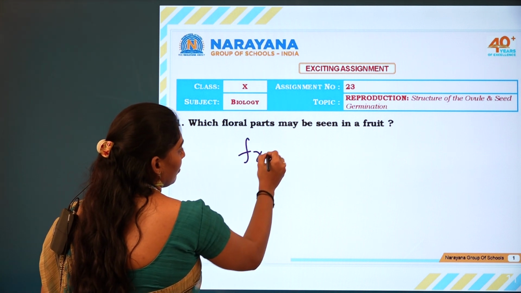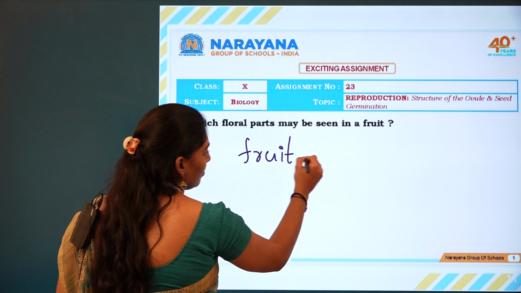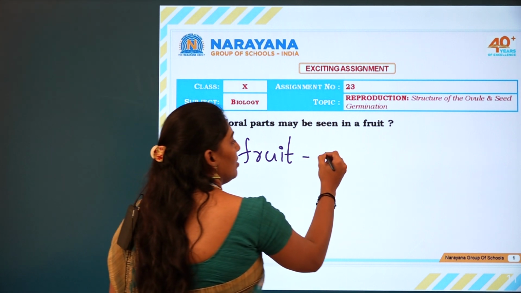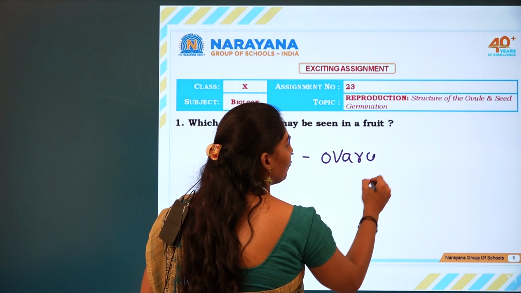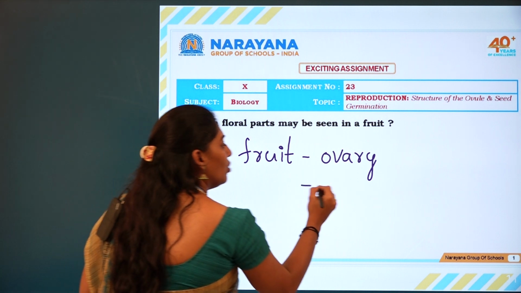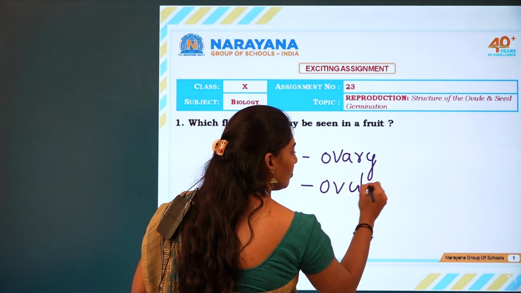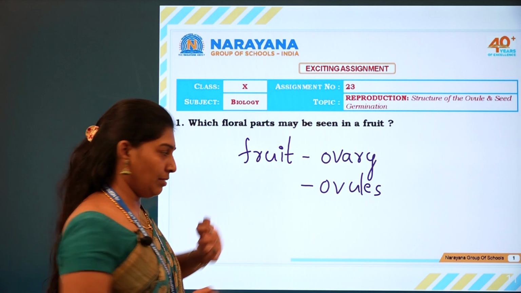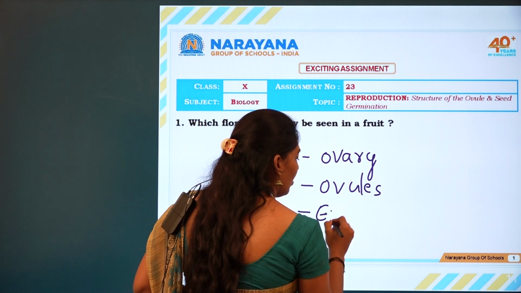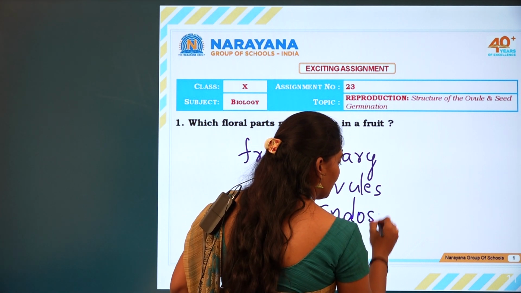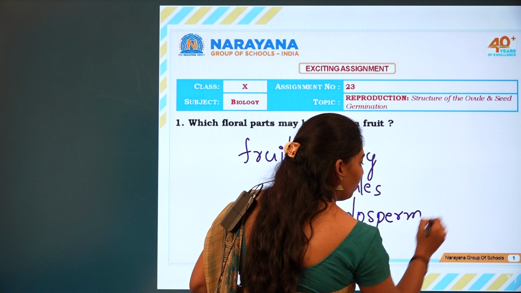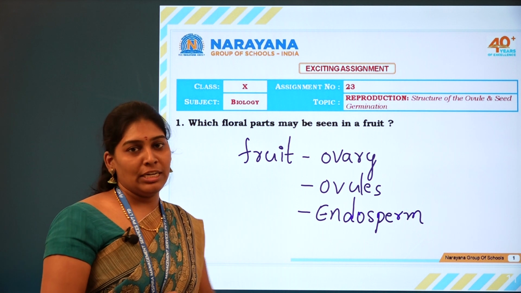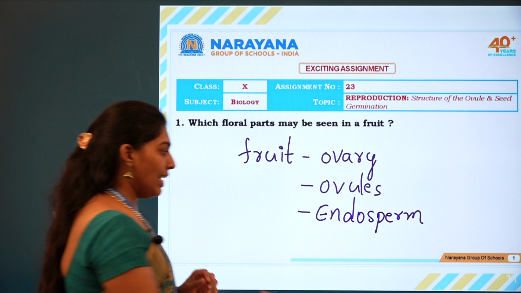fruit is a part in which, after fertilization, the ovary becomes the fruit, and the ovules are also present in the fruit. Ovules are nothing but seeds. Endosperm: after the double fertilization, the best example of endosperm is coconut. Okay, then we'll go to our next question.